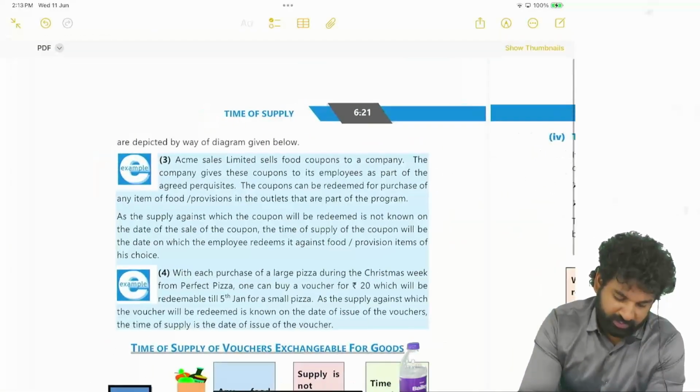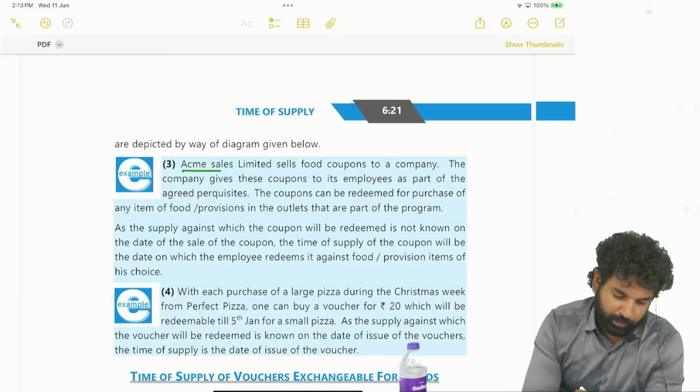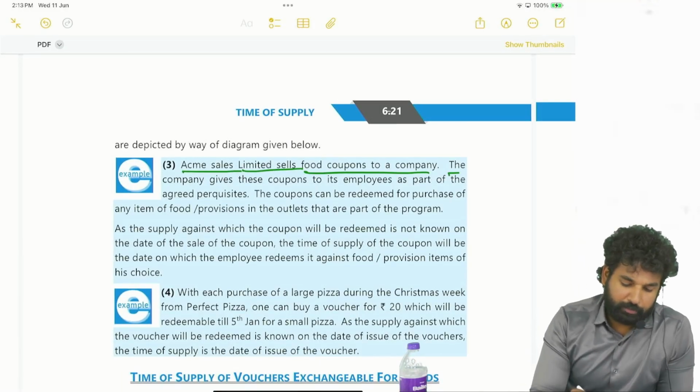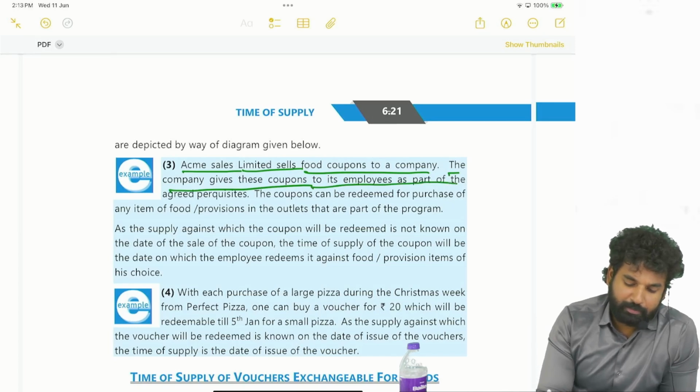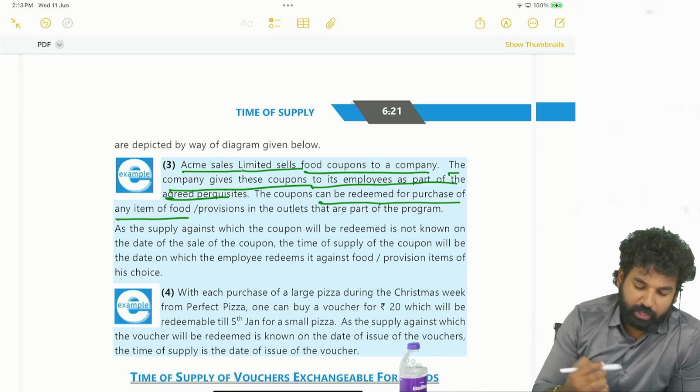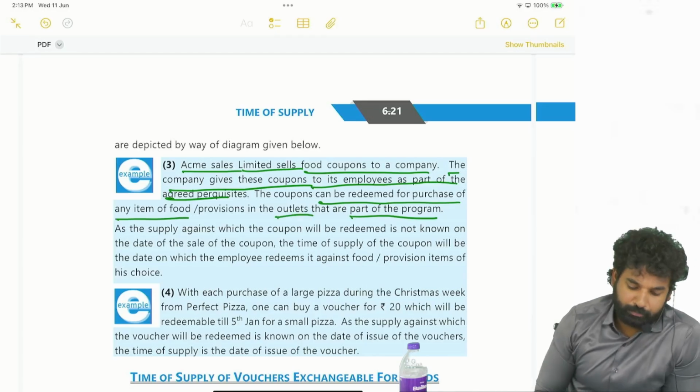See here we have an example here. Acme Sales Limited sells food coupons to a company. The company gives these coupons to its employees as a part of their agreed perquisite. The coupons can be redeemed for the purpose of purchase of any food item or provisions in the outlets that are part of the program.